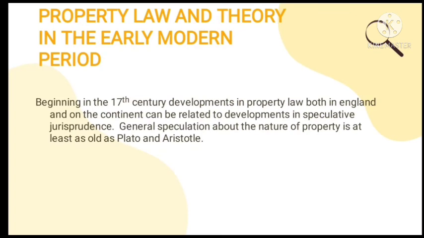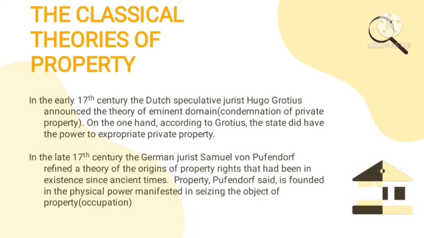Beginning in the 17th century, developments in property law, both in England and on the continent, can be related to developments in speculative jurisprudence. Generally, speculation about the nature of property is at least as old as Plato and Aristotle. Although property is considered, sometimes quite critically, in the writings of the church fathers of the Latin West and the medieval theologians, this writing had relatively little direct effect on the secular law. Next would be the classical theories of property.